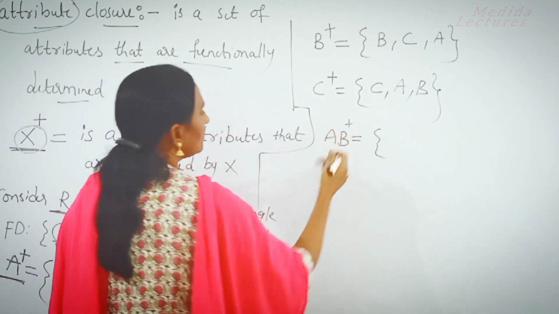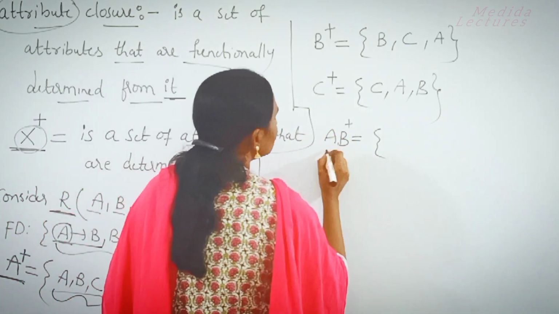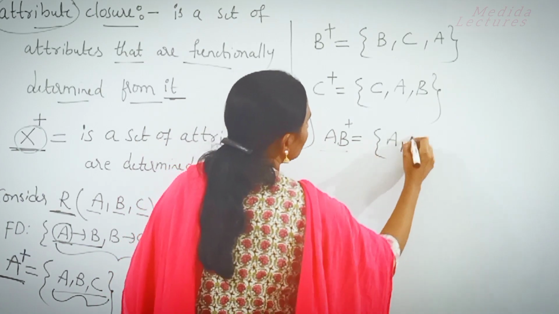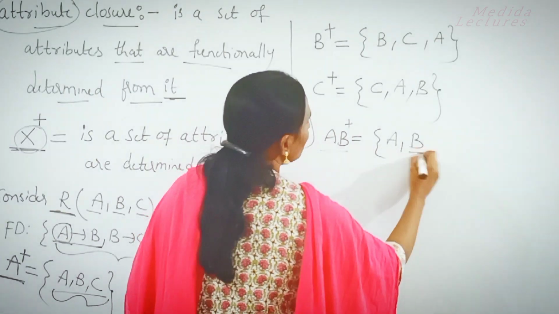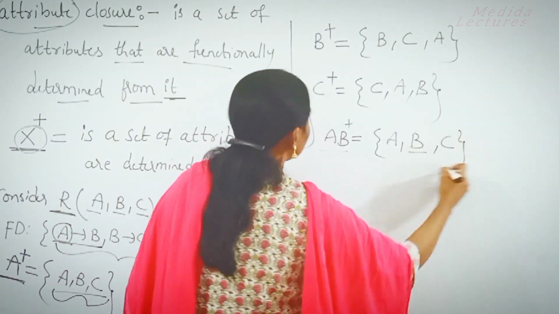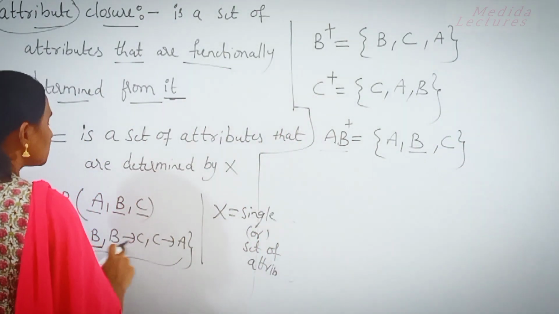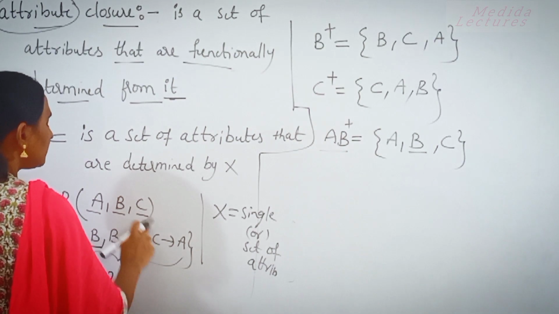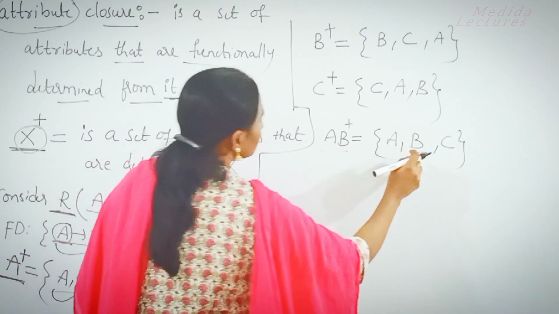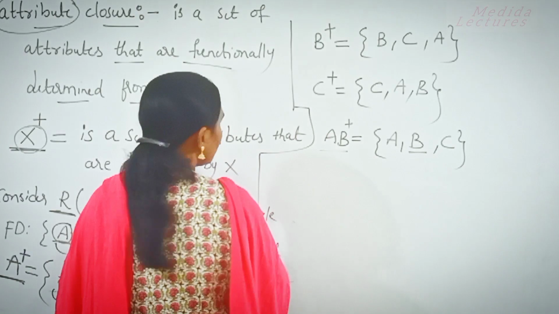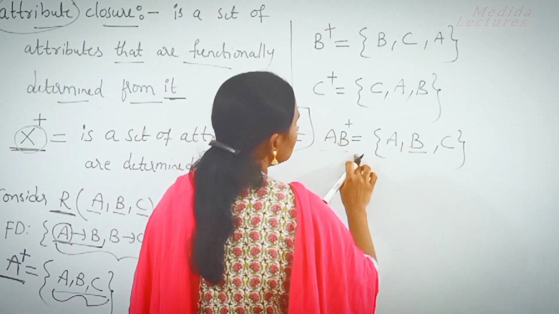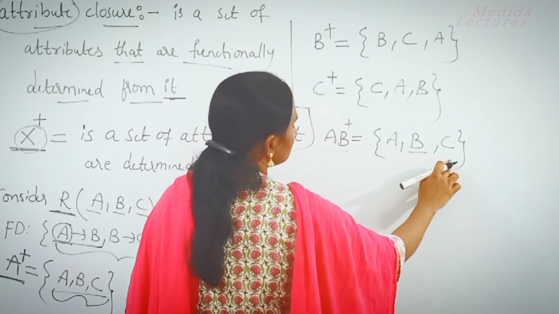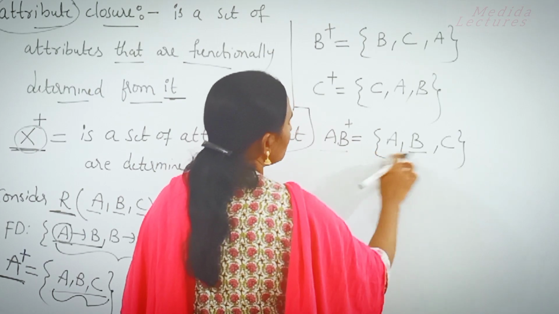How to find out AB closure? AB closure itself determines A, B. If you have B, then you can determine C also, because B determines C, the functional dependency is there. Using this functional dependency, we can determine C also. So AB closure determines ABC. What is AB closure? ABC.